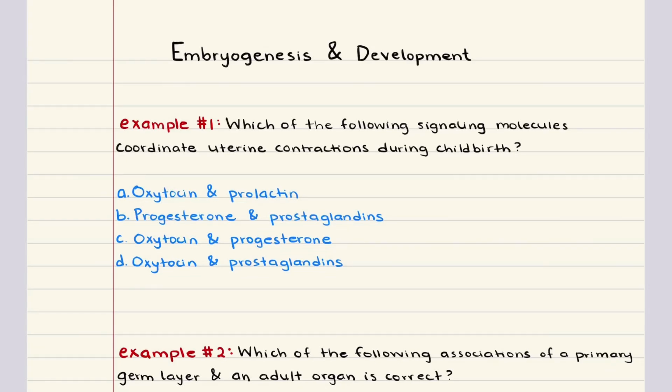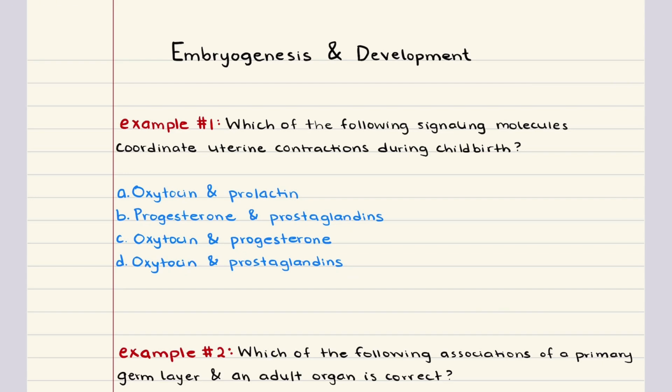Today we're going to tackle a practice problem set that relates to our lecture on embryogenesis and development. Let's go ahead and get started with problem number 1. Problem number 1 says, which of the following signaling molecules coordinate uterine contractions during childbirth?